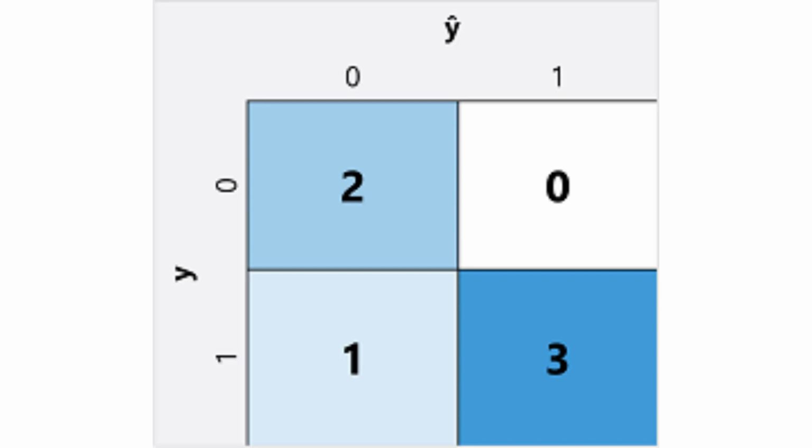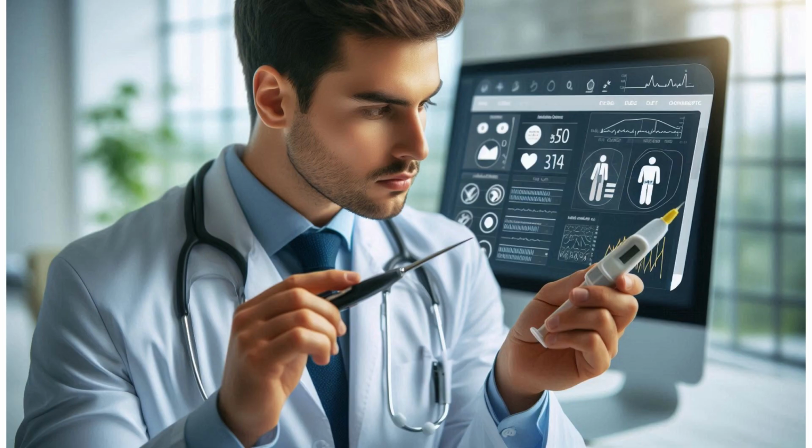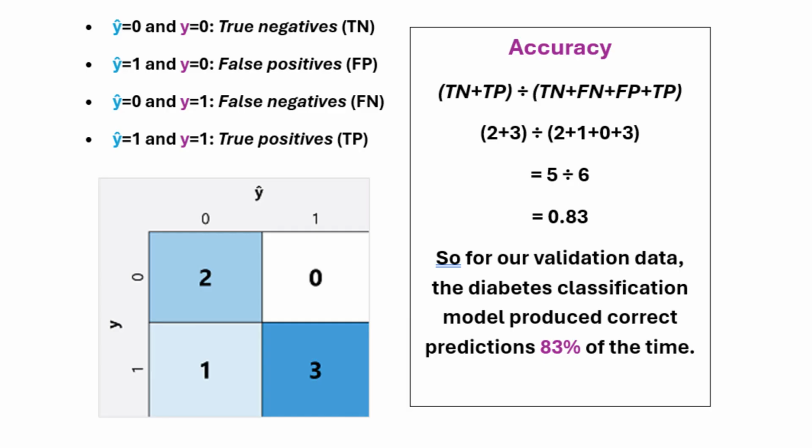Accuracy. The simplest metric you can calculate from the confusion matrix is accuracy, the proportion of predictions that the model got right. In the case of our diabetes example, the calculation gives us, so for our validation data, the diabetes classification model produced correct predictions 83% of the time.